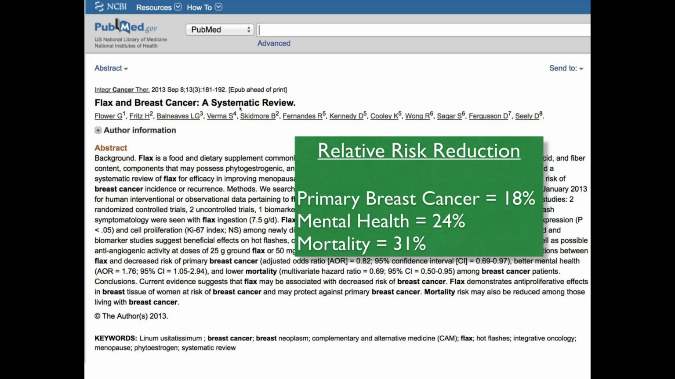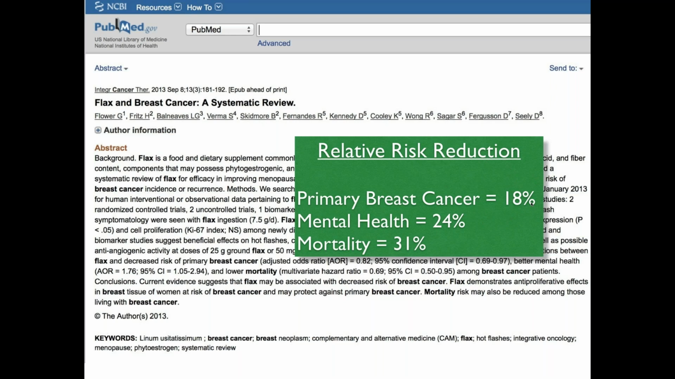And so here's an example of a 2013 systematic review that was actually done at our college here, okay? Dr. Cooley still works there. He might teach you guys, I don't know. Anyways, in this group, they saw that the relative risk reduction for people consuming flax in their diet is that it reduces the risk of breast cancer by about 18%.